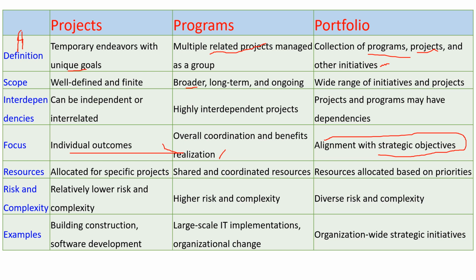According to resources, projects are allocated specific resources for a specific project. In the case of programs, the multiple projects share and coordinate resources, because they are related and sequential projects. And in the case of a portfolio, resources are allocated based on priority, because there are multiple programs and projects, so we have to allocate resources according to their priority.